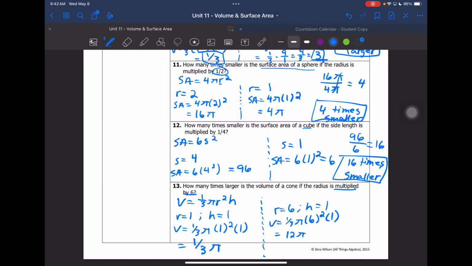And now we have to divide these to see how many times larger the 12 pi is from the 1/3 pi. So 12 pi divided by 1/3 pi. When you type this into your calculator, you want to make sure you put parentheses around each of these just so that it doesn't mess up your order of operations. That comes out to 36, so it's 36 times larger when you multiply the radius by 6. And that's it. So that's how you would figure out the effects of changing dimensions on the surface area or volume of a 3D shape.